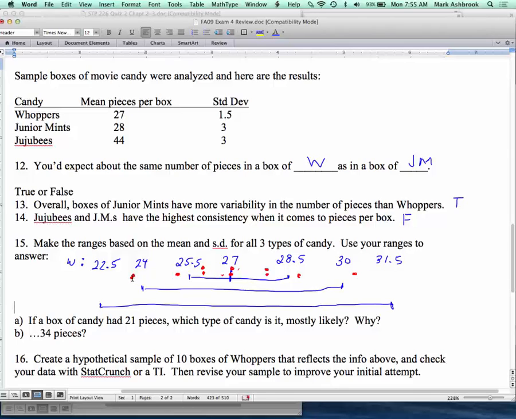Okay, so let's talk about that. What percent of the data in general falls within 2 standard deviations? 95. So in a sample of 10, what is 95%? 9 or 10, right? And then what was our percentage for 3 standard deviations? 99%.